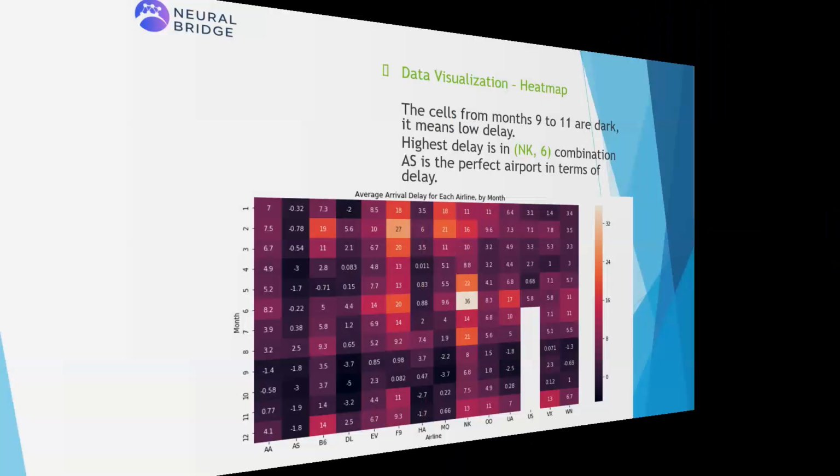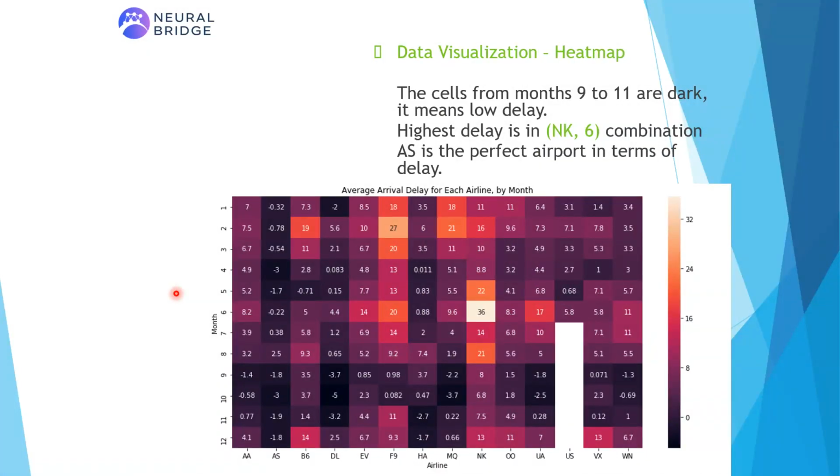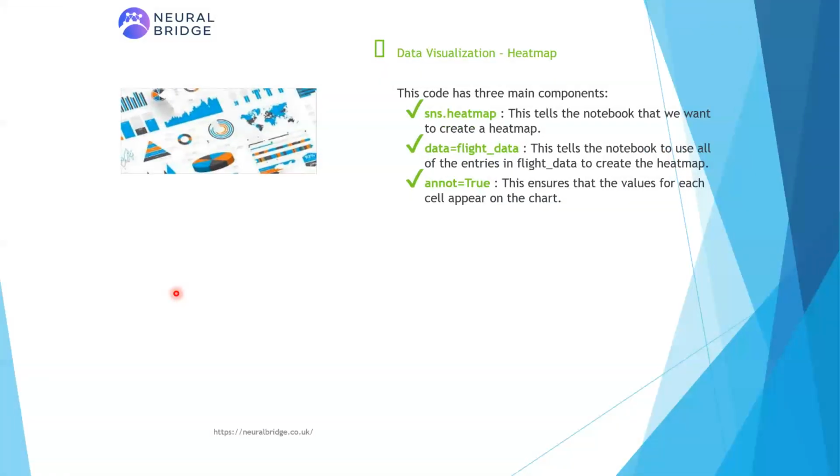So we explained this a bit. The cells from 9 to 11 are dark, which means low delay, and the highest delay is in the NK month 6 combination. So AS is the best airline in terms of delay. This code has three components. sns.heatmap tells the notebook that we want to create a heat map. data equals flight_data tells the notebook to use all the entries in flight_data to create the heat map. And annot equals True ensures that the values for each cell appear on the chart.